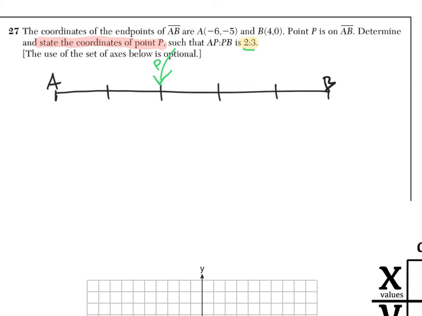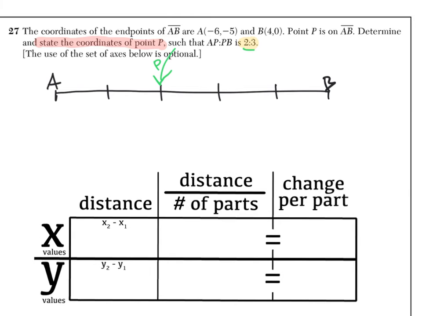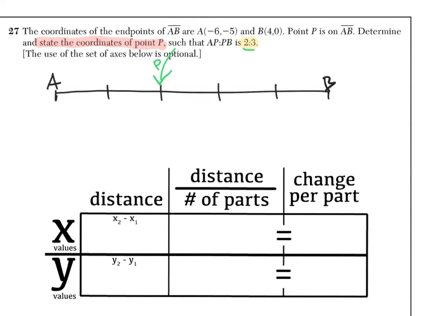Well, the first thing that we're going to do is use this handy chart to help us figure out the change per part. So we know that the x values are -6 for A and 4 for B. And we know that the y values are -5 for A and 0 for B. Great. So what we need to do is figure out the change per part so we can see how much it's jumping as it goes from one part to the next. And we're going to stop when we get right here, because this location is where it splits the segment into a 2 to 3 ratio.